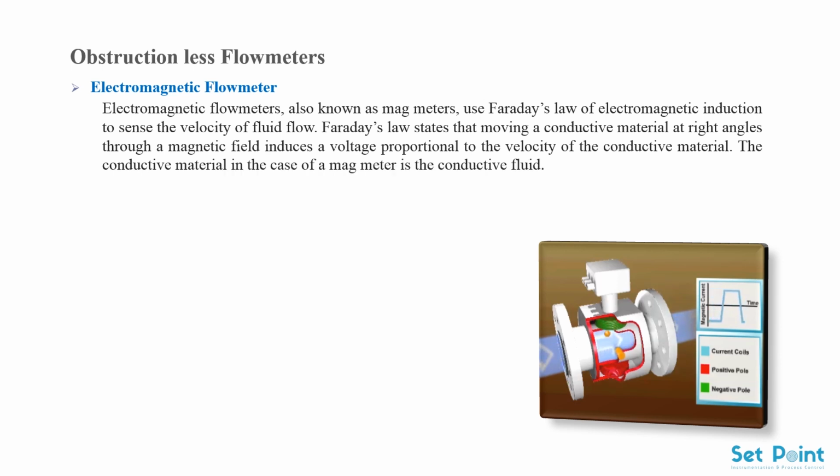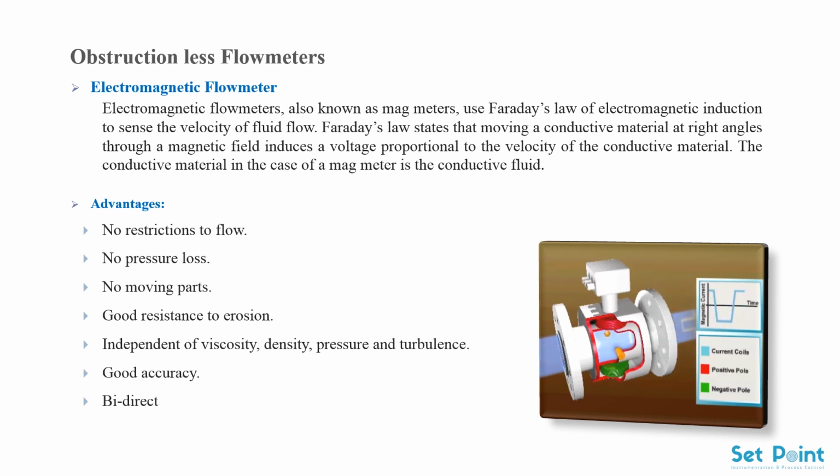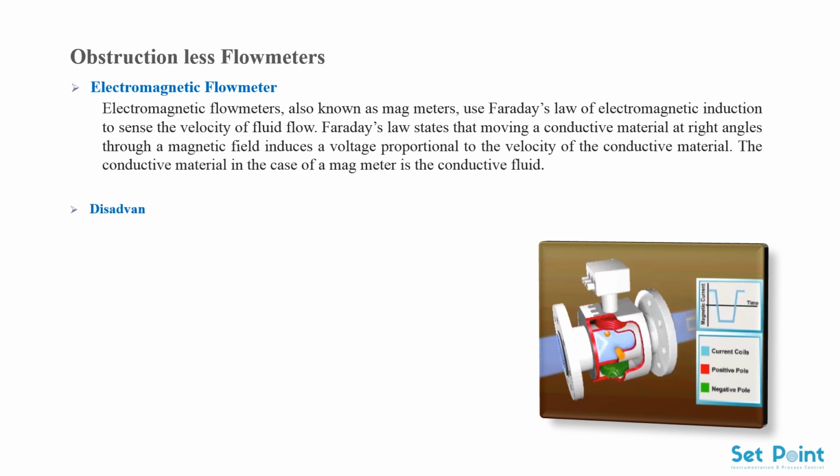Advantages. No restrictions to flow. No pressure loss. No moving parts. Good resistance to erosion. Independent of viscosity, density, pressure and turbulence. Good accuracy. Bidirectional. Large range of flow rates and diameters. Disadvantages. Expensive. Most require a full pipeline. Limited to conductive liquids.